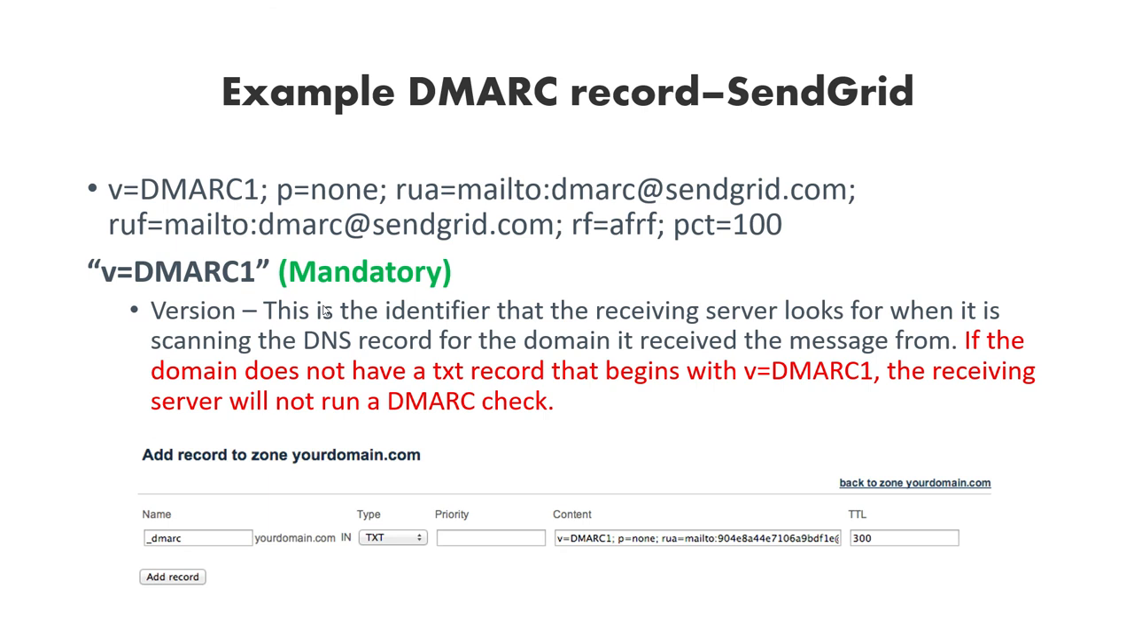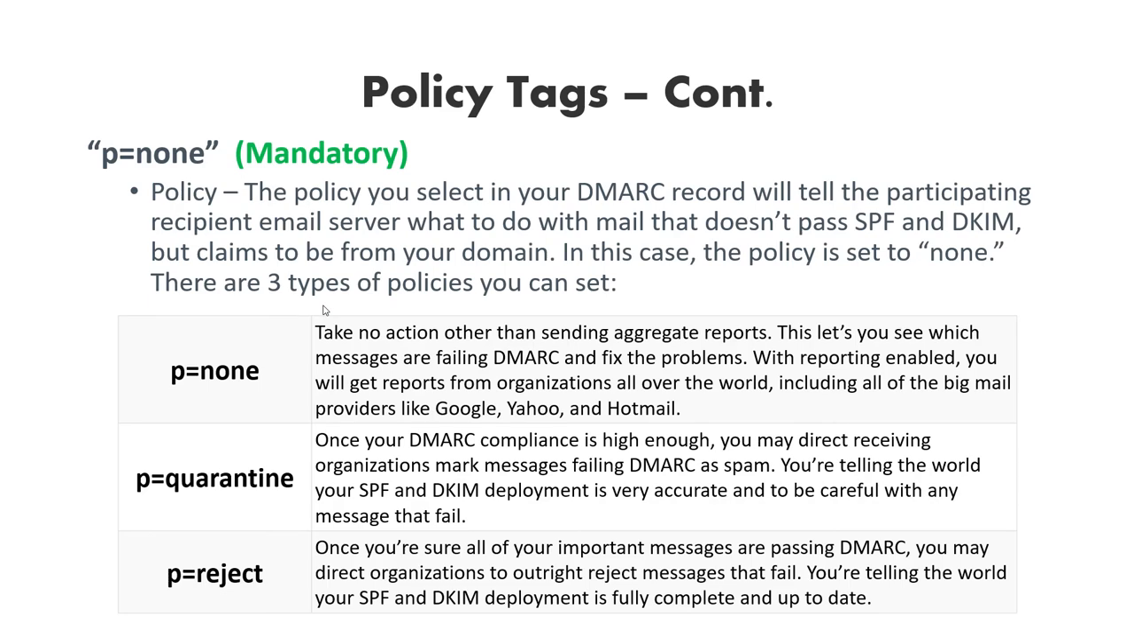The P equals none is also mandatory, and this is basically the policy. So it's basically what you select in your own DMARC record that will tell the participating server what to do with it if it fails the SPF or DKIM. So in that, that quarantine, pass, or reject thing, that's the side that we're talking about here. If you have P equals none, it basically is saying, hey, don't take any action other than sending the reports. And with that enabled, you'll get reports from organizations, including Google, Yahoo, and Hotmail and stuff like that, basically to tell you something went wrong.